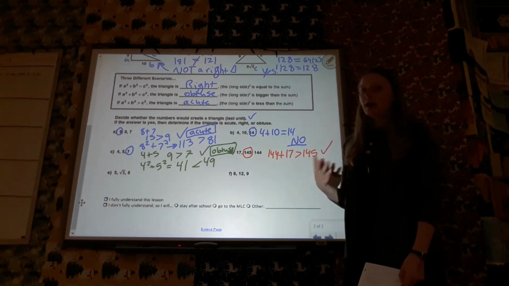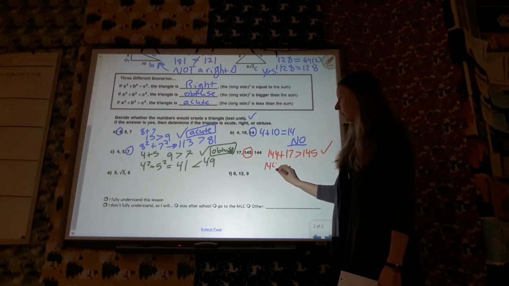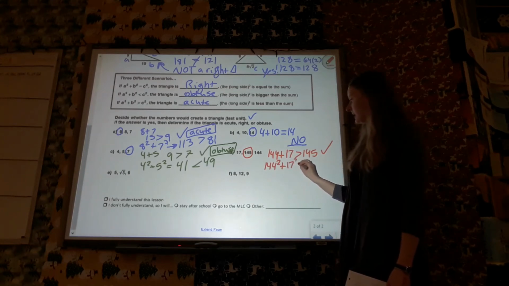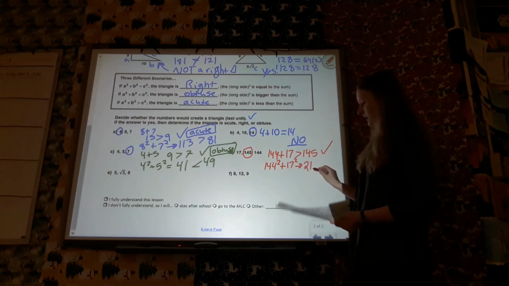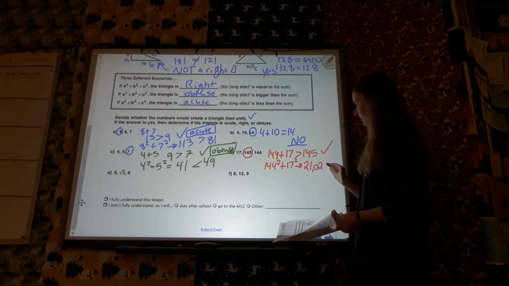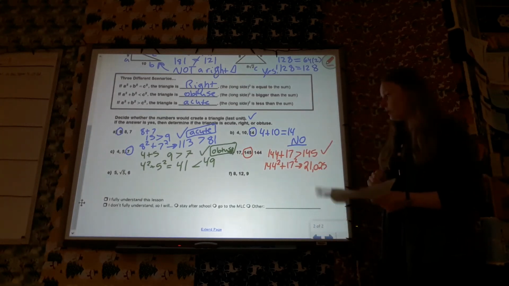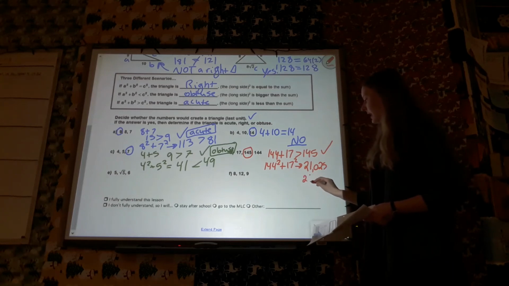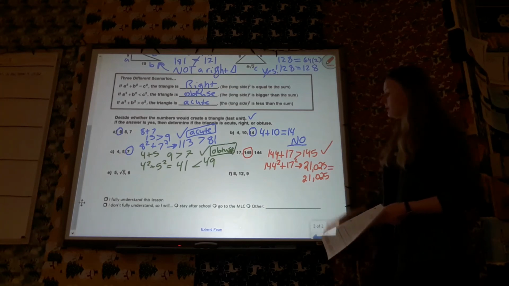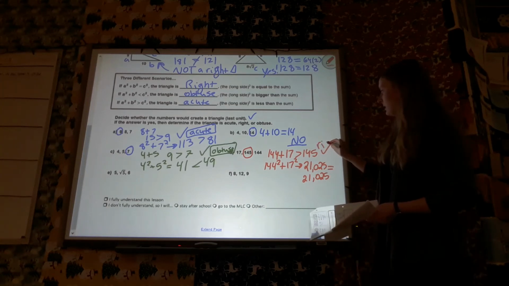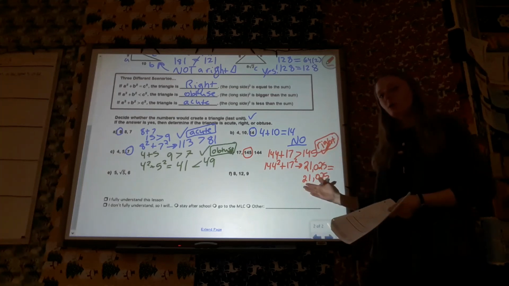Once you're trying to decide what kind of triangle, now you're going to square the numbers that we were just working with. So I'm going to square 144, I'm going to square 17, which gives me quite a large number, 21,025. Then I'm going to compare that to 145 squared. If you type that into your calculator, you'll get that that number squared is also 21,025. So because those two numbers are equal, that means that it is a right triangle.